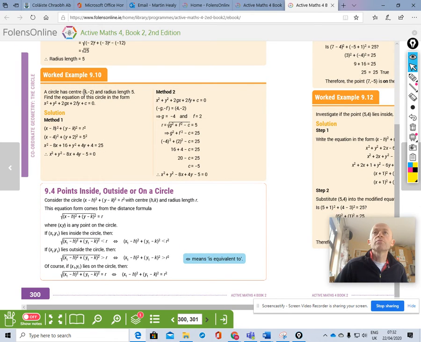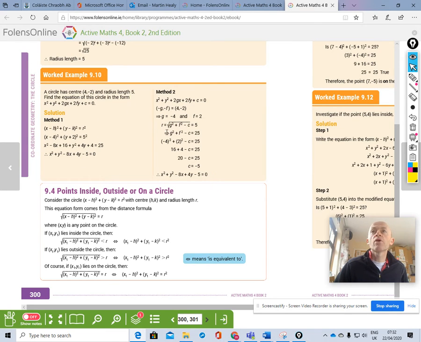So here we're working backwards. Now again, with practice, you know that the 4 is equal to -g and the -2 is equal to -f. So what you actually do here is you double the 4 to get the coefficient of x in your equation. Double that and change the sign. That'll give you -8. And double the -2 and change the sign. That will give you 4.